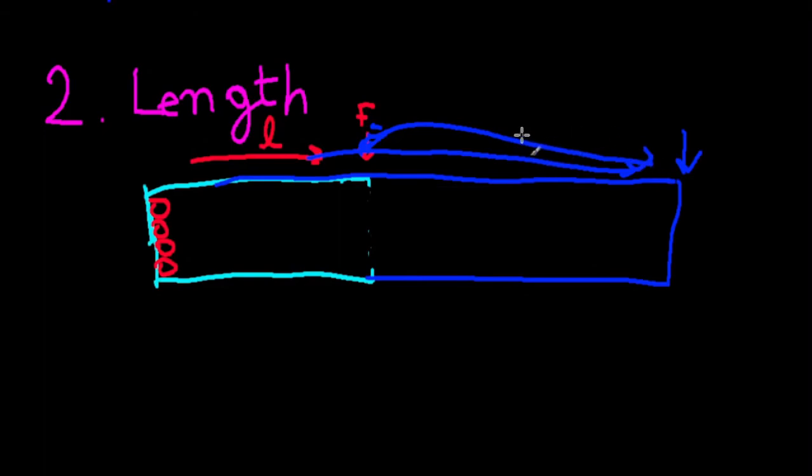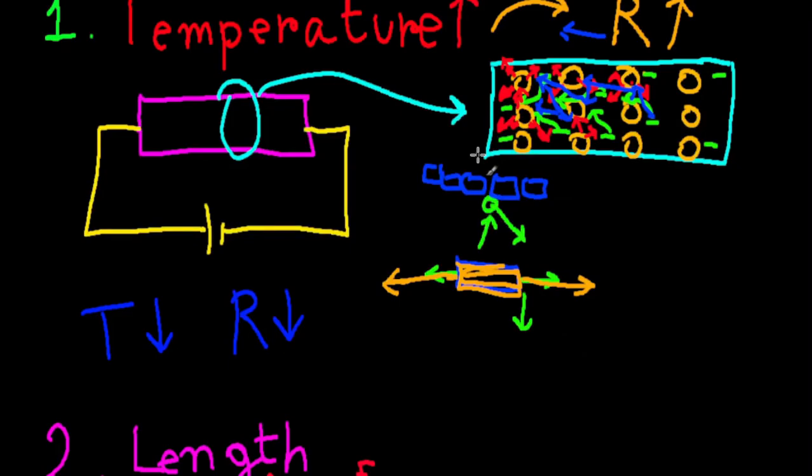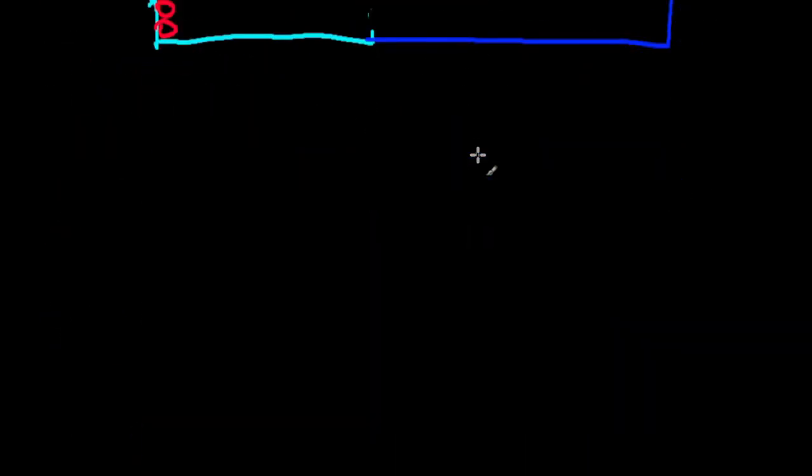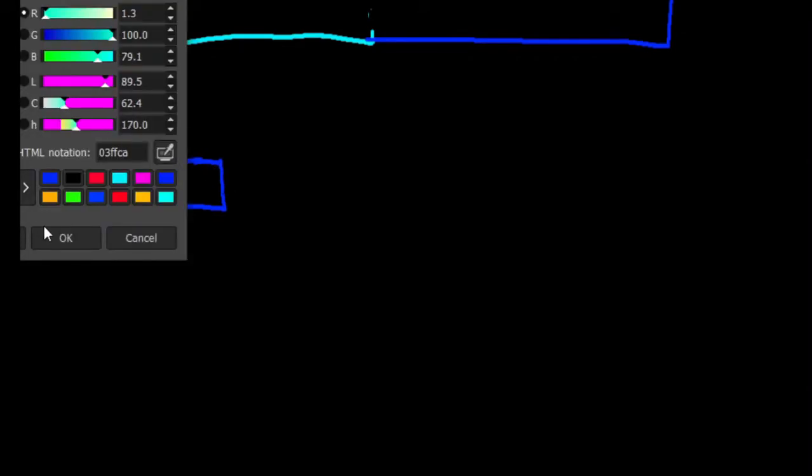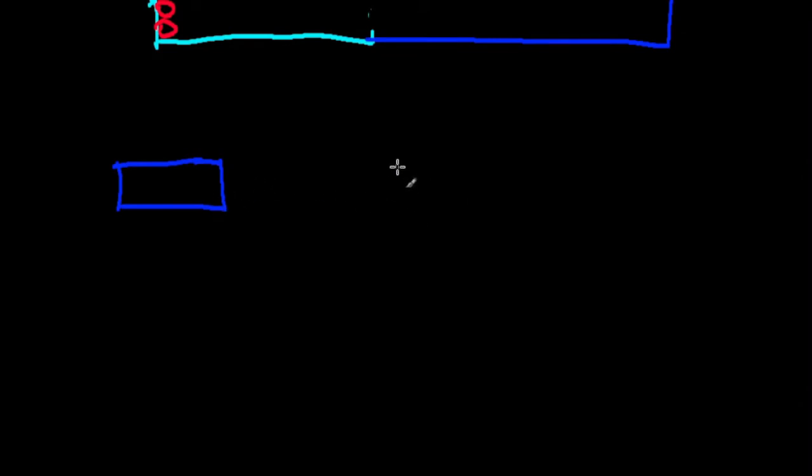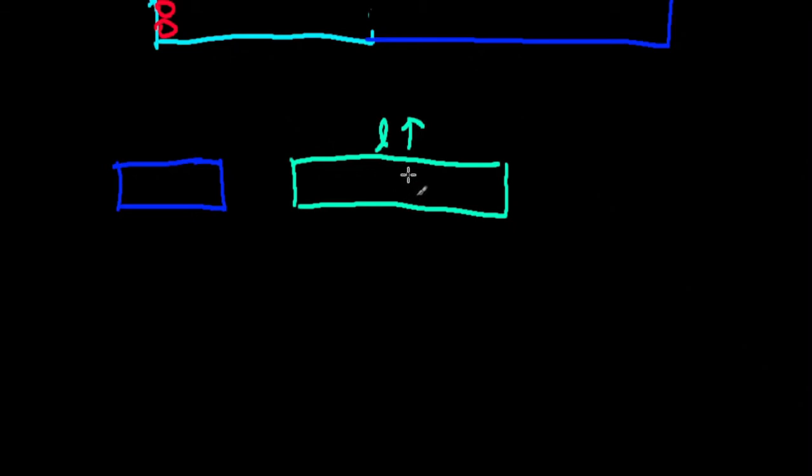All right, a similar thing happens with the wire, with our piece of metal. So if it was something like this, this is one piece of metal, and you have one with the same cross sectional area, but the length is just more. The length is just more here.